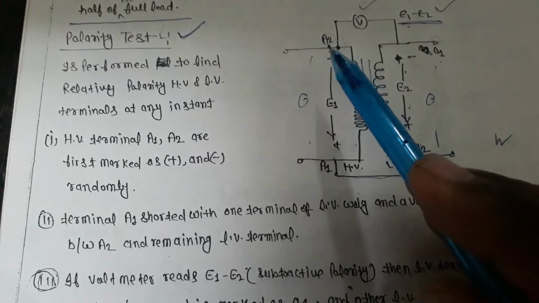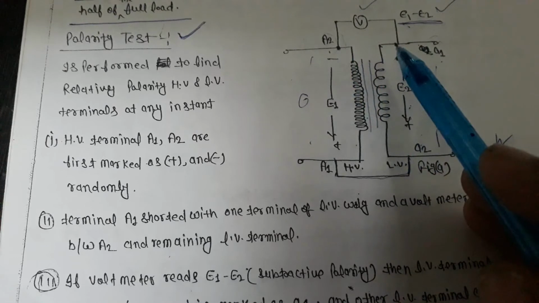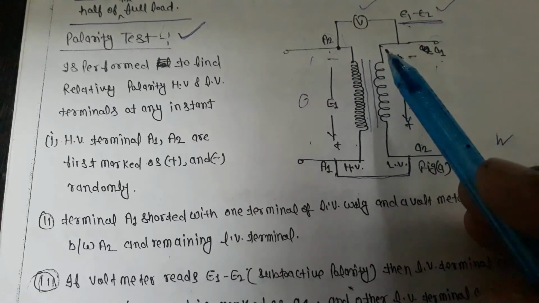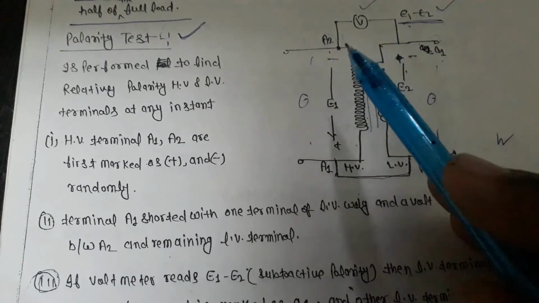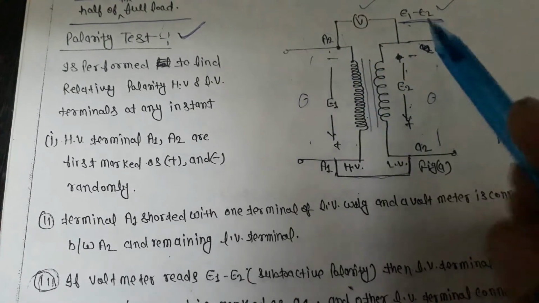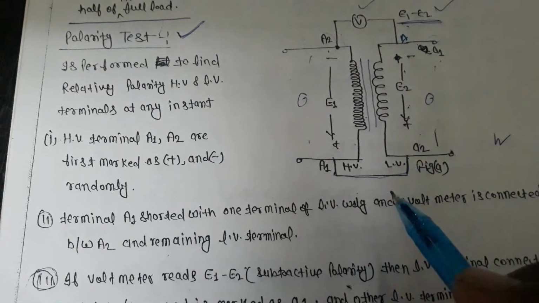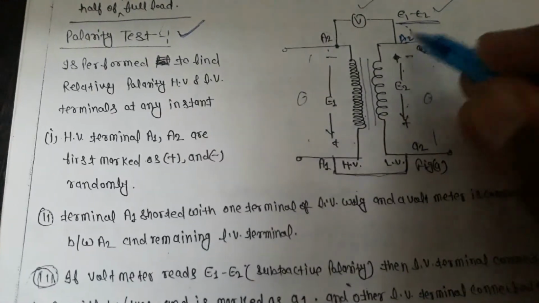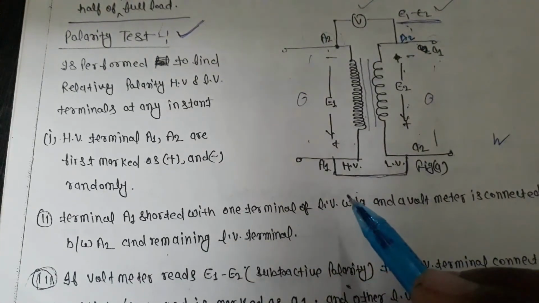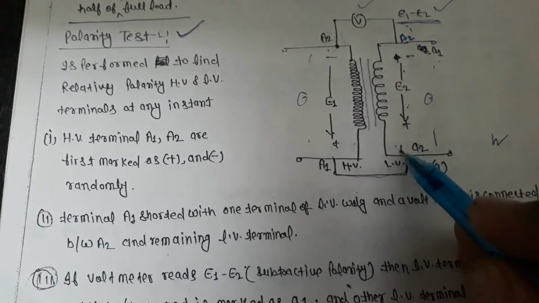And point A2 and this point, we have to connect a voltmeter through A2 and A1, and A2 dash is short circuited to A1 and A1 dash.